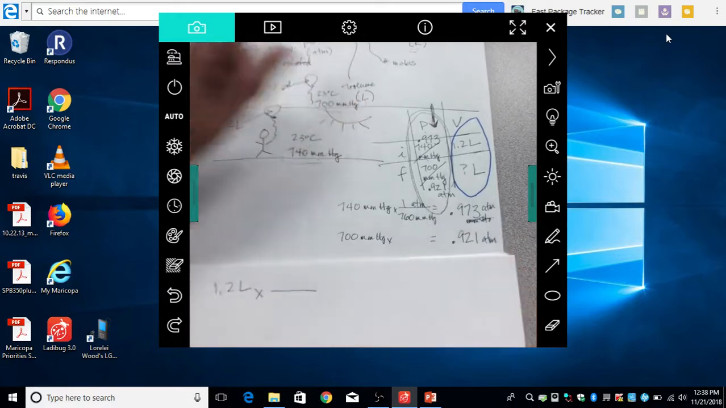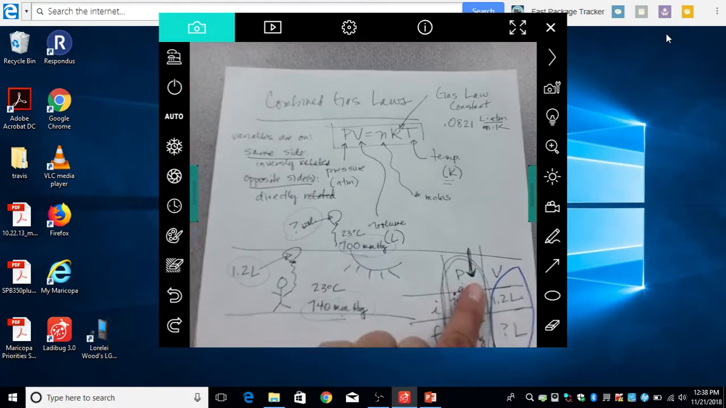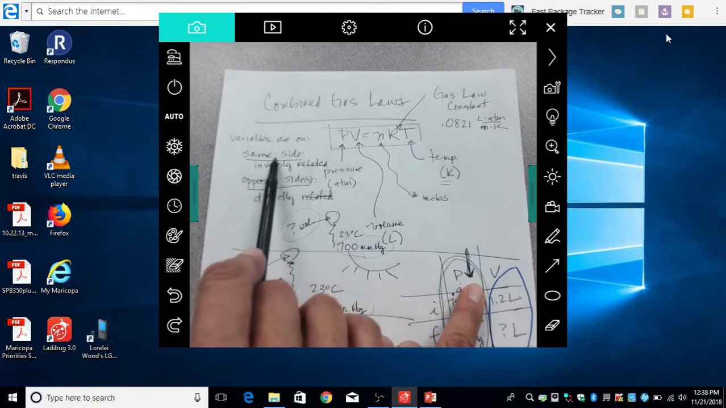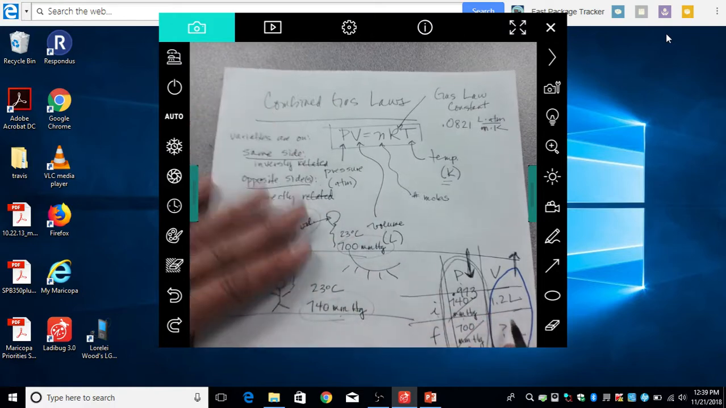So now I look back at my rules, and I say, all right, I know the rules are that pressure and volume are on the same side of the equation. If they're on the same side of the equation, they are inversely related, right? You follow me so far? All right, if they're inversely related and pressure's going down, what's going to happen to volume? It's going to go up. So you just make a little arrow that says that number has to get larger, bigger, right? That's the key. All right.